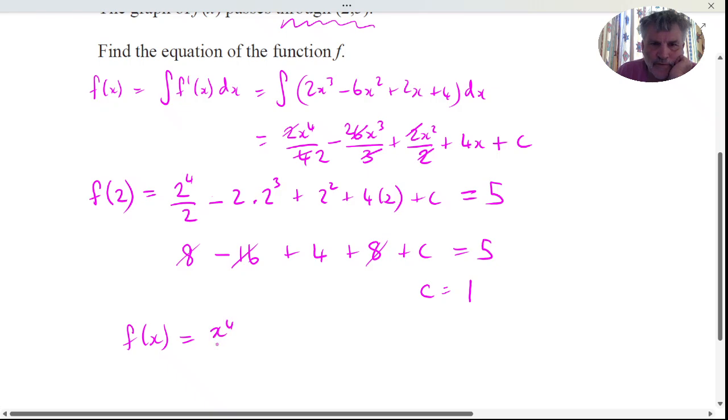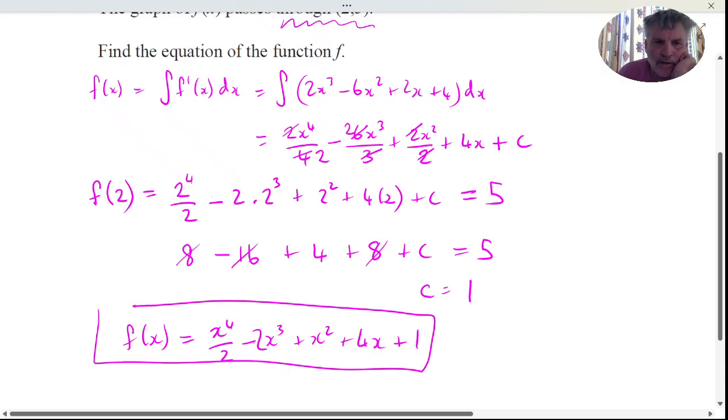x to the power of 4 divided by 2 plus x to the power of 3, it's 2 of those, minus this, plus x squared plus 4x plus 1. And we're done there.